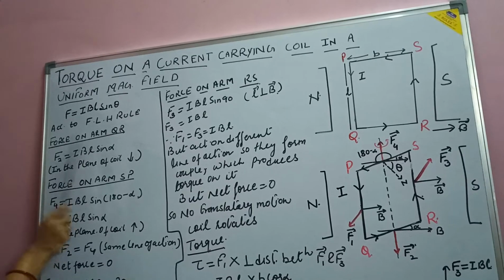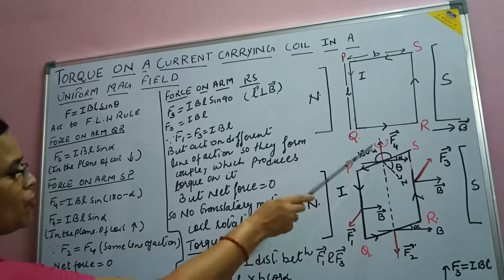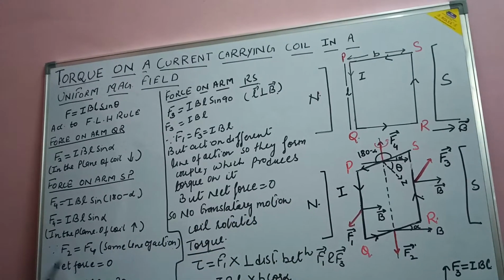Now we have seen the magnitudes of F2 and F4 are the same, but they are acting along the same line of action. So the net force of both on the coil will be equal to 0. They are acting along the same line of action, so the net force of these two on the coil will be 0. So there is no effect of these two forces on the coil.